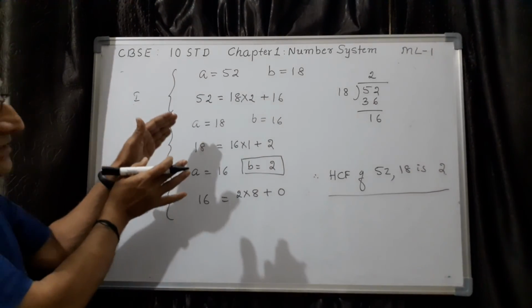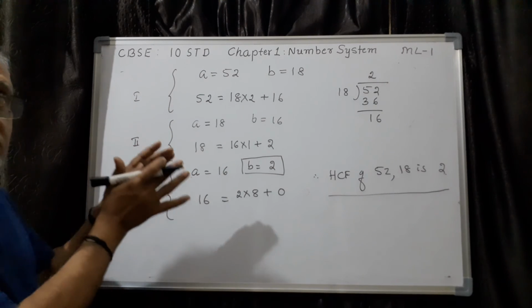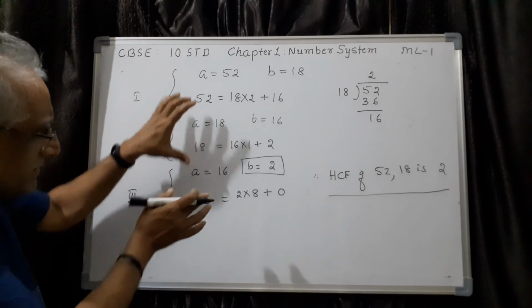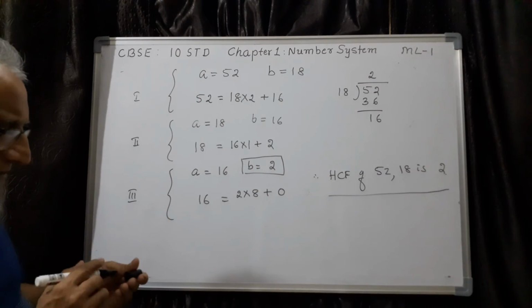So this is called the division algorithm. Why is it called an algorithm? Because there are steps, step by step, and using this we get the HCF.